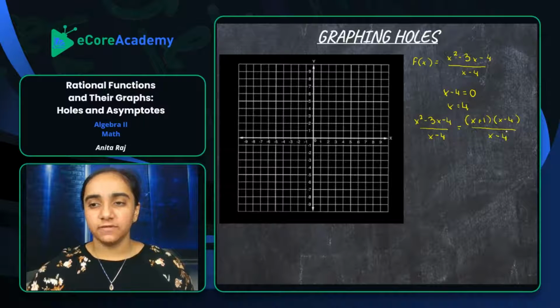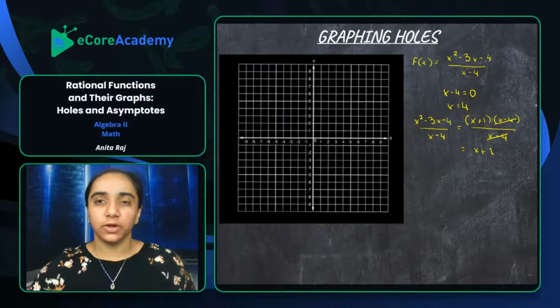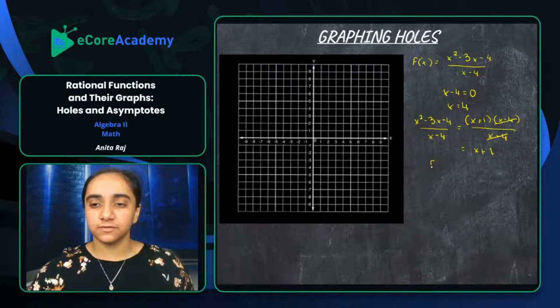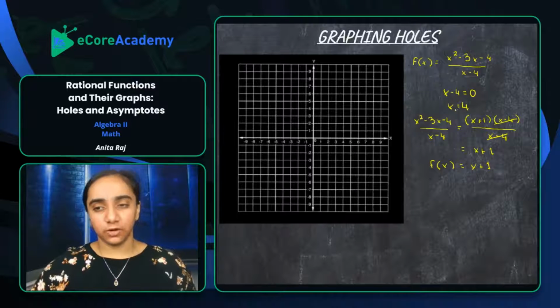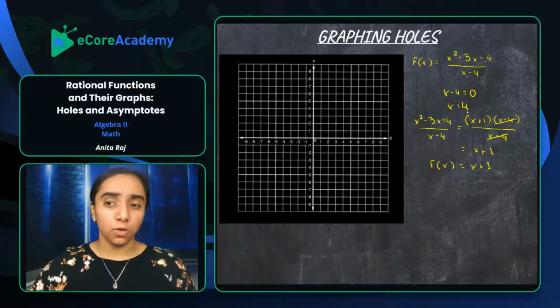And then like I showed you on the previous slide, we have common factors between the numerator and denominator, which are going to cancel out. And we're going to be left with x plus 1. Well, what are we going to do with this x plus 1? This is our reduced function, so we're going to rewrite f of x as equal to x plus 1. But we're not going to forget that x minus 4 we had. What we're going to do with that is we found our zero to be 4. So this is going to be where the hole occurs.